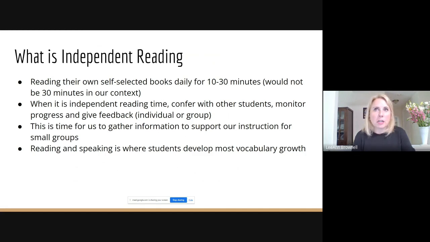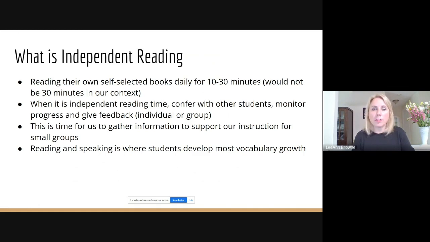I can't underscore enough the importance of independent reading time. So if you have EAL students in your class and your class is reading for half an hour, this is the time that is meant to be meeting with students and reading individually with them, talking about their reading strategies, talking about their progress, and giving feedback. So whether you do that one-on-one or with a group, this is the opportune time to be connecting with students on a more intimate basis, I guess.